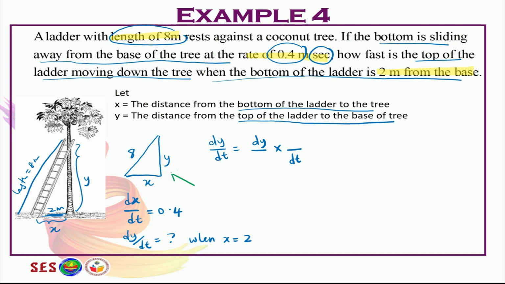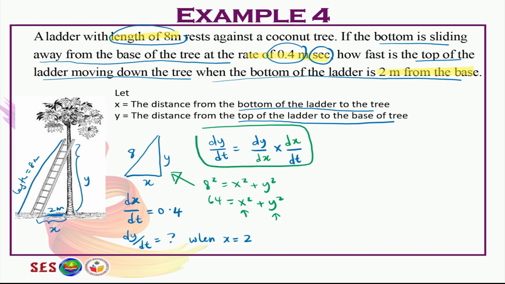So by using Pythagoras theorem, you know that 8 squared is equal to x squared plus y squared. So 64 is equal to x squared plus y squared. So now you have equation that involves x and y. So it means that your chain rule is dy over dt is equal to dy over dx times dx over dt. So first you have to rearrange this equation. So y squared is equal to 64 minus x squared. So y is equal to plus minus square root of 64 minus x squared. So we choose positive because it is length. So y is equal to square root of 64 minus x squared.